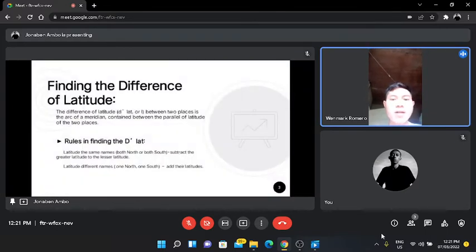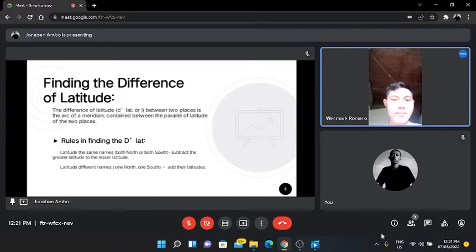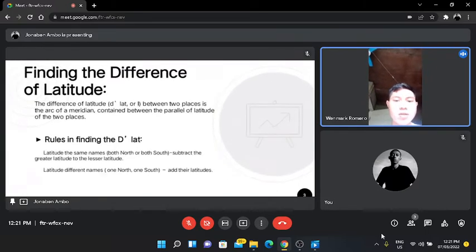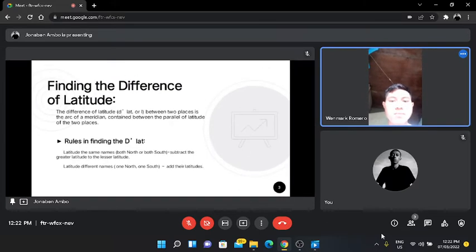Next is finding the difference of latitude. The difference of latitude, DLAT or l, between two places is the arc of a meridian contained between the parallels of latitude of the two places. Rules in finding the DLAT. The first rule: latitudes of the same name, both north or both south, subtract the lesser latitude from the greater latitude. The second: latitudes of different names, one north and one south, add their latitudes.